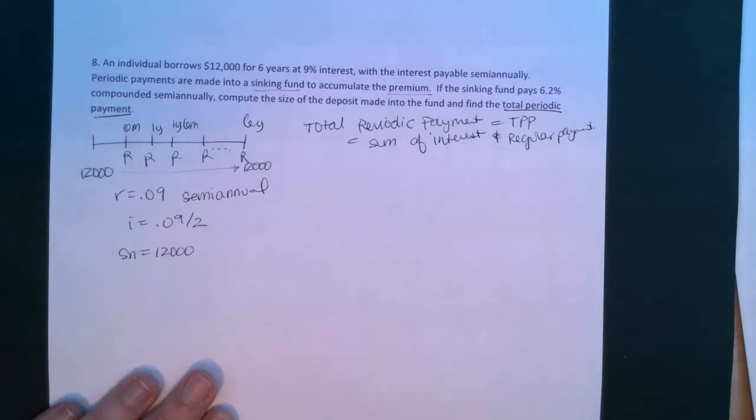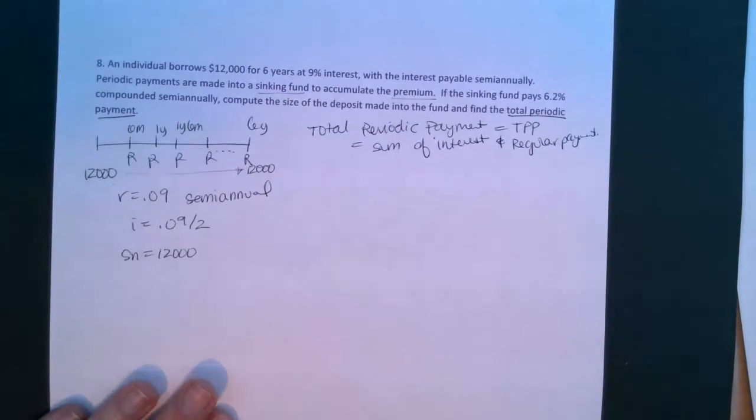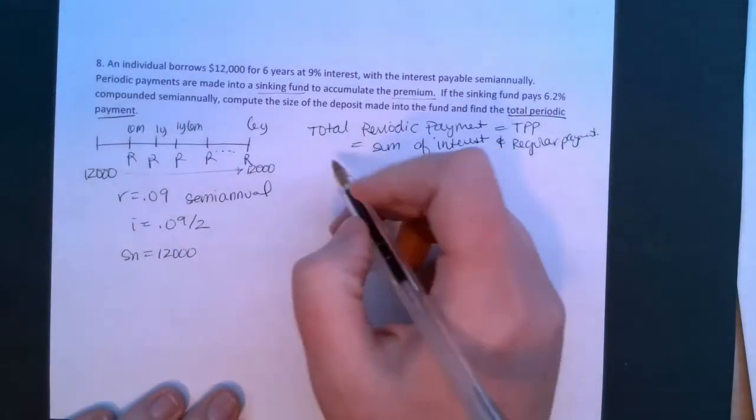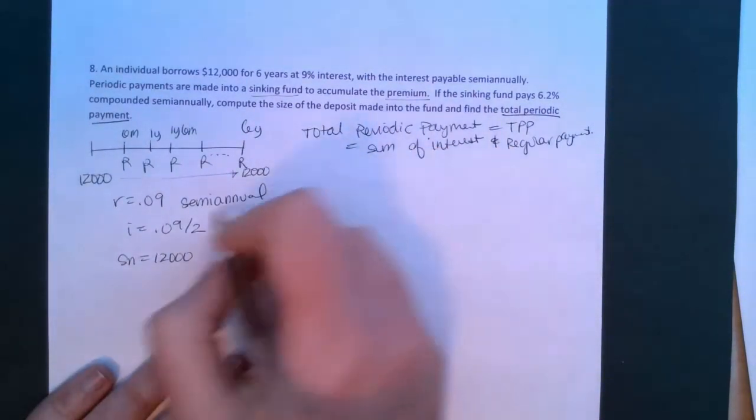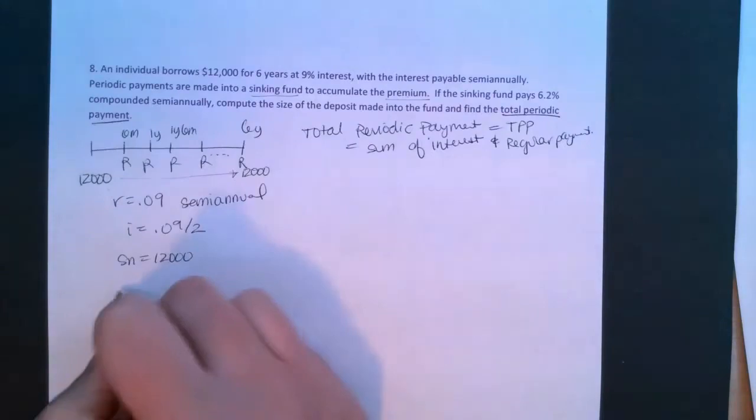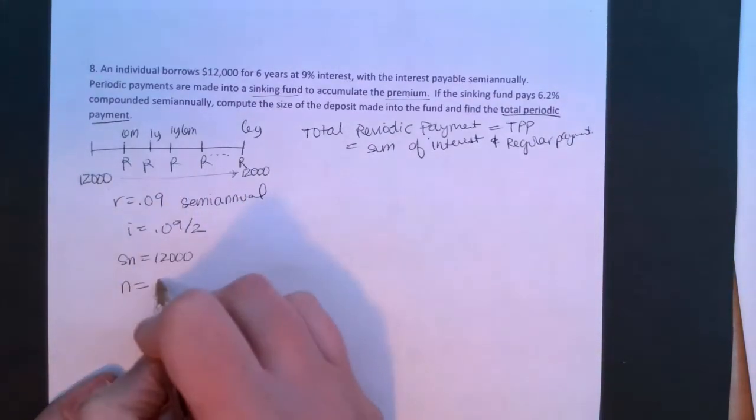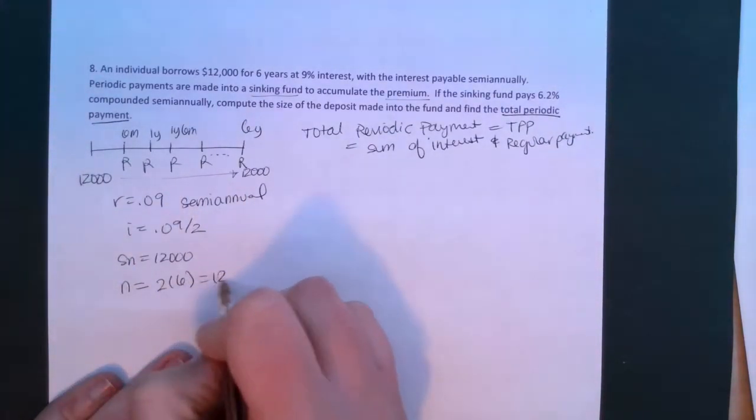Okay, so we have two pieces that we have to calculate here. We have to calculate how much interest accumulates every time. So this is essentially an interest-only loan, and then you just pay it off all at once. Okay, so we have to figure out what our R is. So when we figure out R, we need to find N. So we're making 2 payments for 6 years, so N is 12.